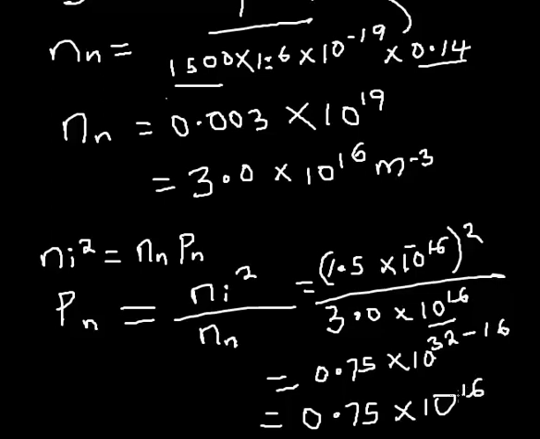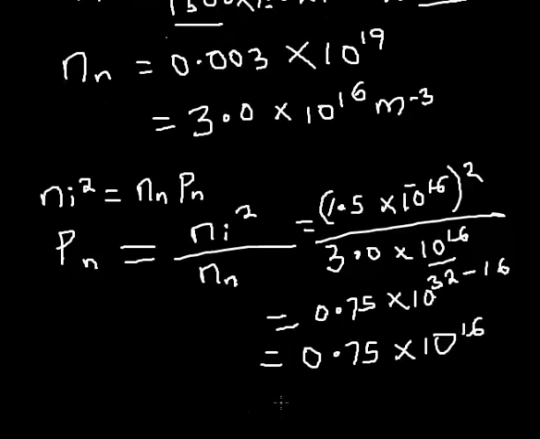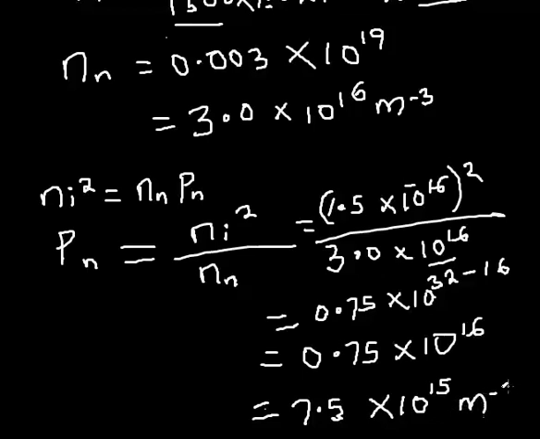You can still decide to put your answer in standard form by making it 7.5, just one decimal place backward. Then the power of 10 now becomes 15, so 10 raised to the power 15 per meter cube. As simple as that.